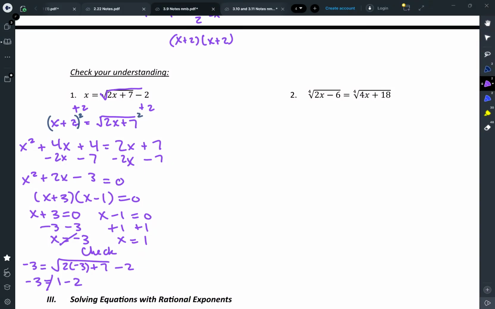Let's make sure that 1 works as well. So I have worked these out where both of them work. You never know. You just have to check. 2 times 1 plus 7. So let's see, 2 times 1 plus 7 is 9. So square root of 9 would be 3 minus 2. So this one works. 1 is going to equal 1. So we can go ahead and box in the x equals 1.